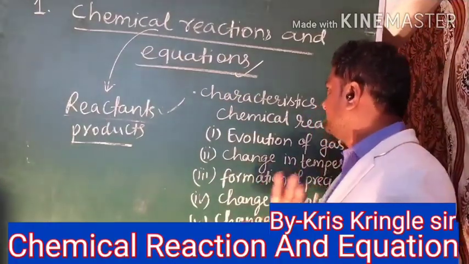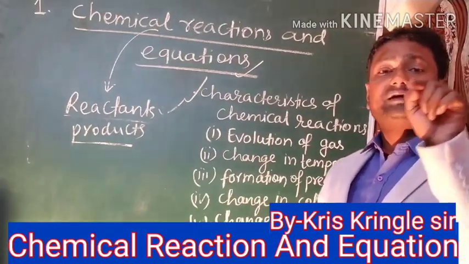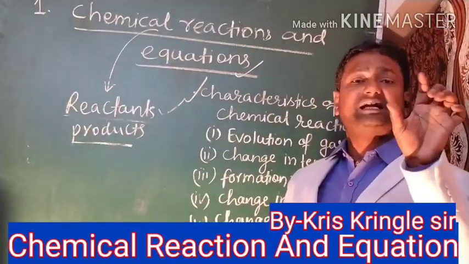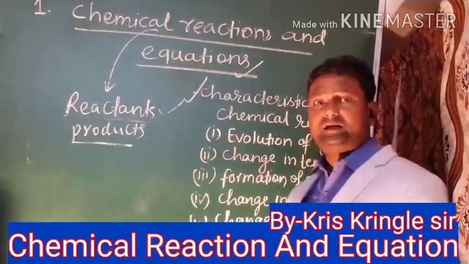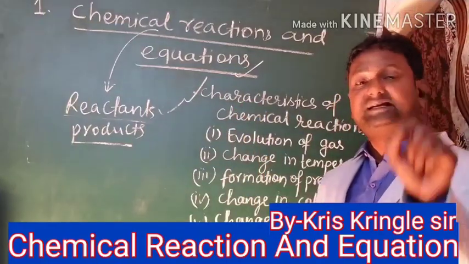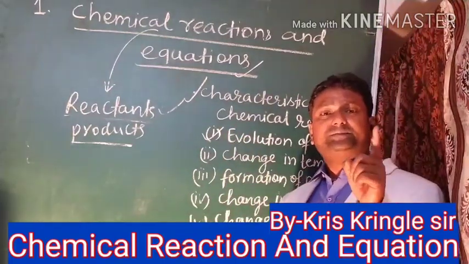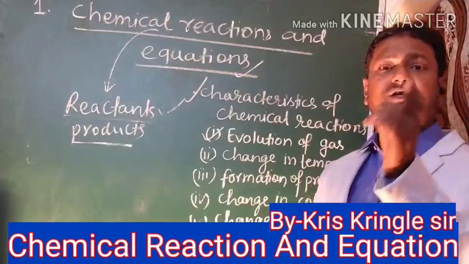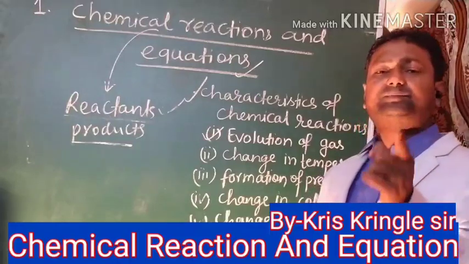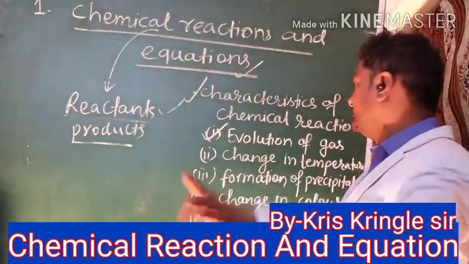Now we have understood this. Now let us understand how we can characterize whether a chemical reaction is taking place or not. That can be characterized by some characteristics. By these observations we can determine that a chemical reaction is taking place. First of all, if there is evolution of gas during a chemical reaction, then you can say that the chemical reaction is taking place.